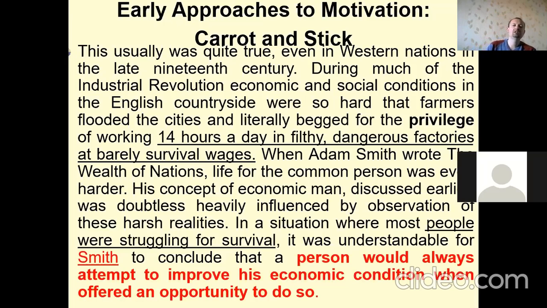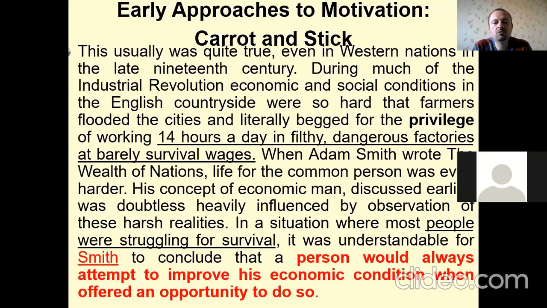Adam Smith stated in his work that a person would always attempt to improve his or her economic conditions. Generally, this statement is not true anymore, because people are thinking not only about economic conditions. But if we delete the word economic, it would be true.